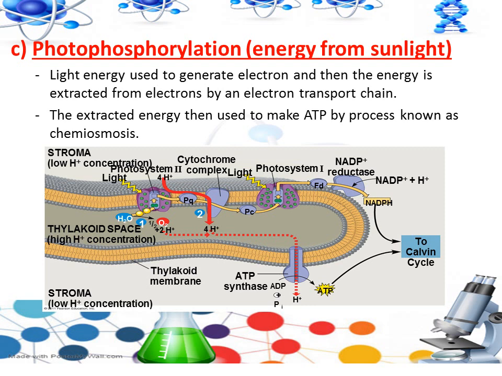Okay, the last, which is the third mechanism, is photophosphorylation, which is energy from the sunlight. So it means that the ATP is produced by chemiosmosis, but this time in plant cells, and the energy comes from the sunlight.